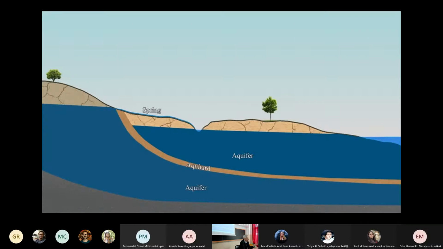For the unconfined aquifer, which is closer to the surface, the recharge is faster. And this makes this resource extremely important for sustainability. But on the other hand, it is more exposed to pollution. And this is the second important thing that I want to emphasize.